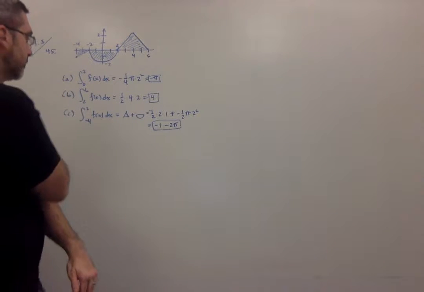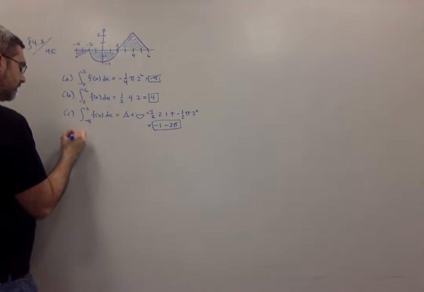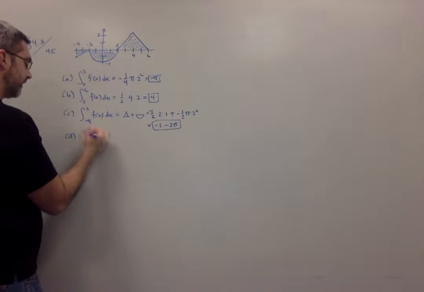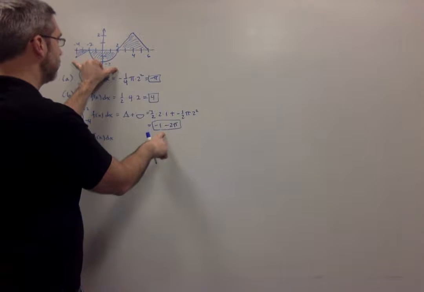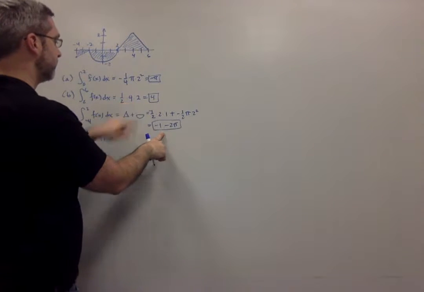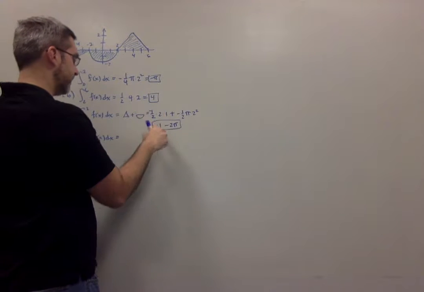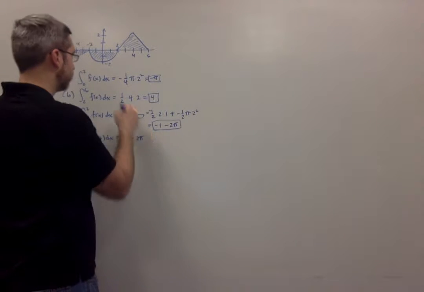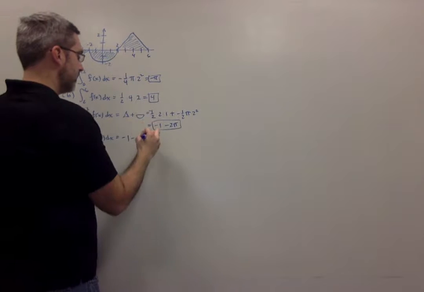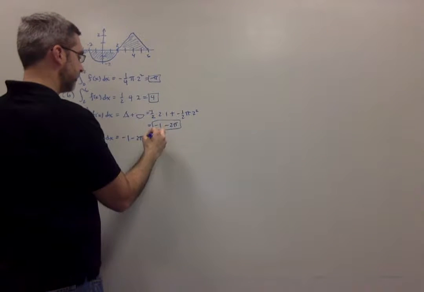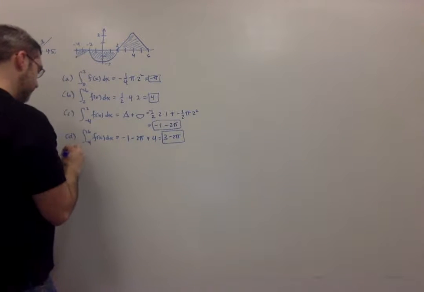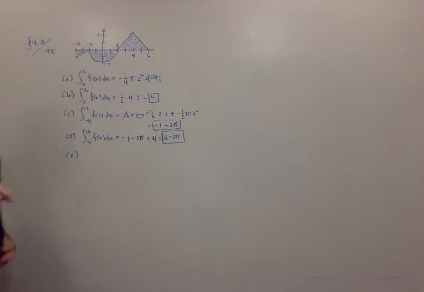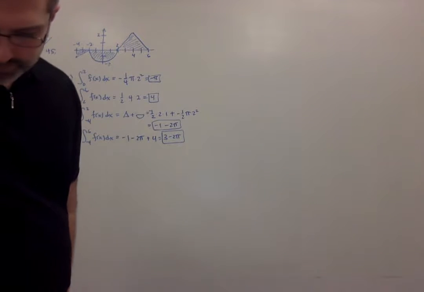Okay, we're all good so far? And then the area from -4 to 6, well, we did from -4 to 2, that's this. And from 2 to 6 is this, so to get the overall thing, I just add these together. So I take the first from -4 to 2, plus from 2 to 6 is 4, so I'm going to get 3 minus 2 pi. That's my area for part D. Does that make sense?